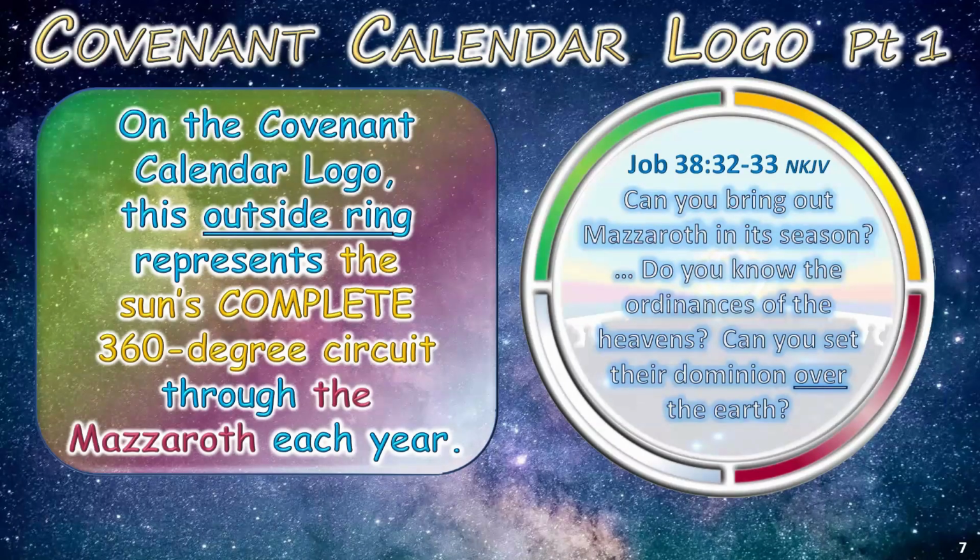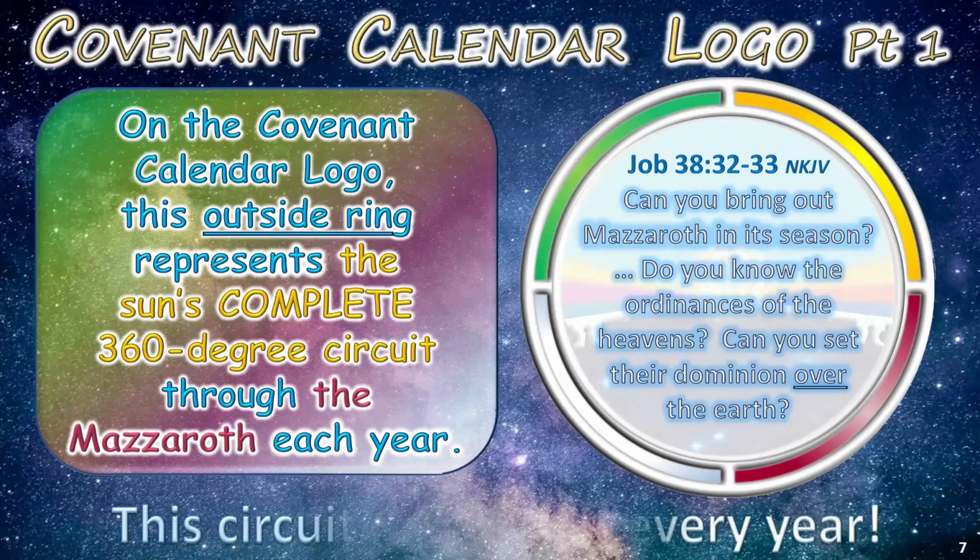We read in Job 38, verses 32 to 33, can you bring out Mazzaroth in its season? Season, is that the day season or the night season? The Mazzaroth comes out in the night season, doesn't it? Can you bring out the Mazzaroth in its night season? Do you know the ordinances of the heavens, the mandates of the heavens? Can you set their dominion over the earth? These lights have a mandate, and this circuit does too. And it's perfect every single year, the sun's circuit through the Mazzaroth.